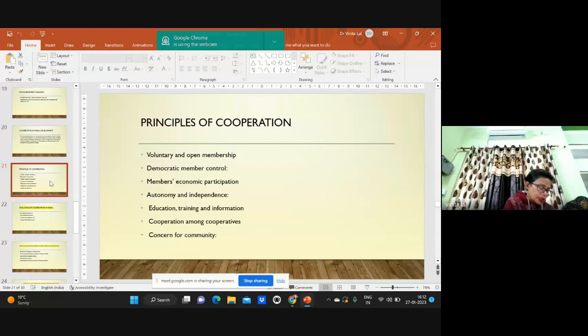And after pre-independence, in 1947, the country adopted the policy of planned economic development, for establishing an integrated just society, providing individual liberty and equality of opportunity, with cooperation as an instrument for achieving the objectives. And in 1951, the RBI, the Reserve Bank of India, set up a committee known as the All India Rural Credit Committee, and its report was submitted in 1954.